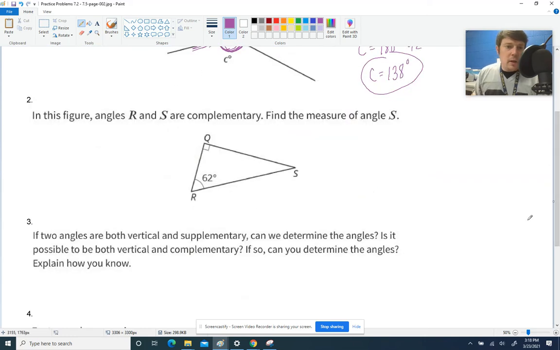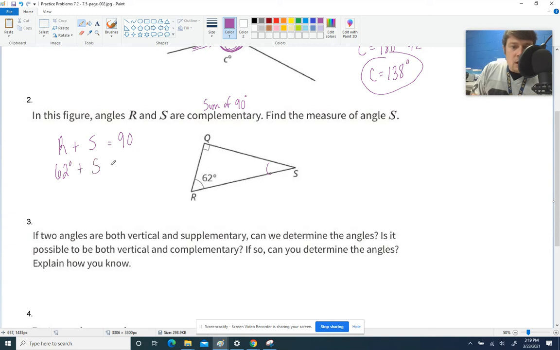On number 2, we have a triangle, and it's a right triangle. Angles R and S are complementary. This means they have a sum of 90. This is vocabulary you've got to commit to memory. Complementary 90, supplementary 180. Complementaries are corners, 90 degrees. Supplementaries are straight lines, straight angles, 180 degrees. And so we've got to find S. If they're complementary and they add up to 90, that means R plus S equals 90. We can look at the picture and see that R is equal to 62 degrees.